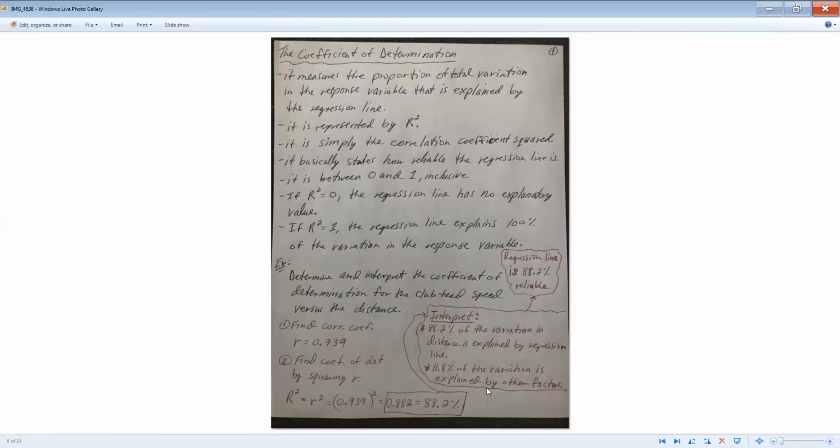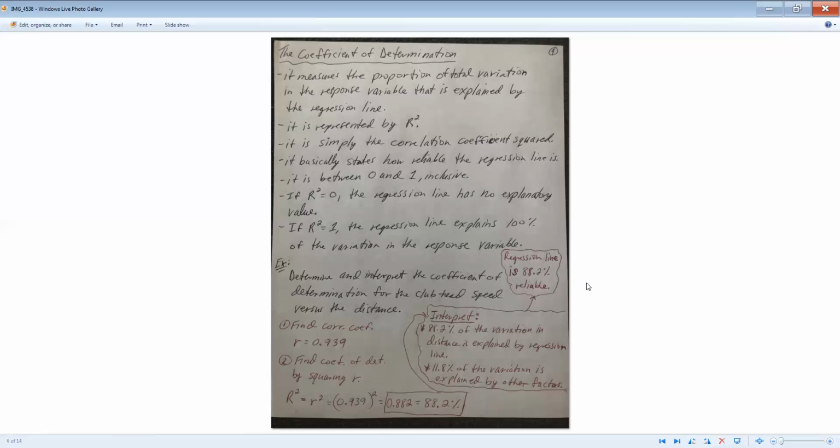So the interpretation of that is 88.2% of the variation in the distance is explained by the regression line. And 11.8% of the variation is explained by other factors. So that means that your regression line is 88.2% reliable. So once again, it's 88.2% reliable, 11.8% unreliable, and is explained by other factors.